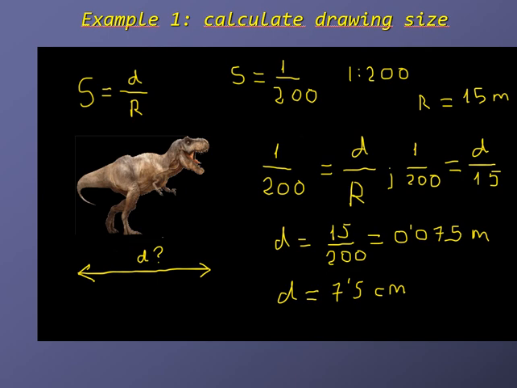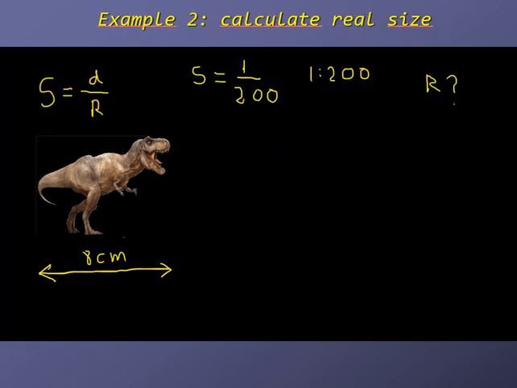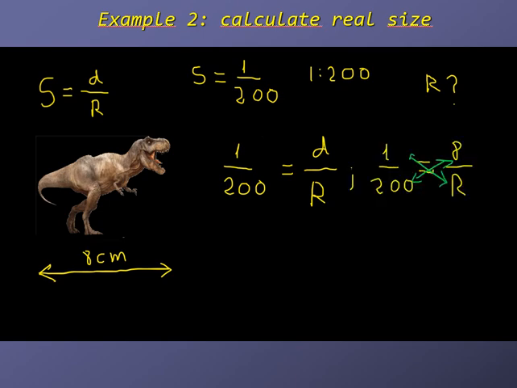Okay. Another type of problem is when we have to calculate the other way around, the real size. Imagine that you have this drawing in your paper. You have a dinosaur which is 8 centimeters long, and again we have a scale of 1 to 200. So it means that the real size will be 200 times bigger. Obviously, multiplying 200 by 8 centimeters, we get the final size. But again, by using the formula, even if you don't use your common sense, just by writing the formula, you can always solve the problem.